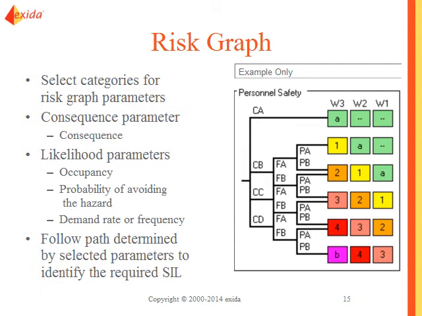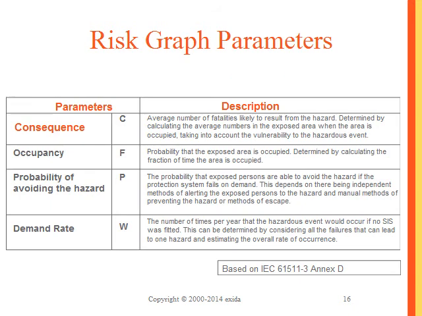And here you can see we have W1, 2 and 3. These are basically the rates, the demand rates. The consequences are over here, categories, and then you have the occupancy and the probability of avoidance or not. And you can see this from the next table.